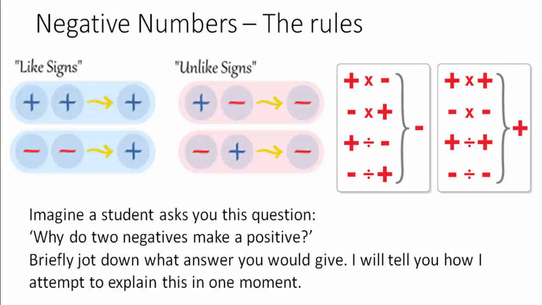Imagine you're in the class and the question's bound to come. Someone's going to ask you, but why do 2 negatives make a positive? Now, I'm thinking of the situation here when we're subtracting, so 5 minus negative 3. Why is it there that it becomes 8? Why do 2 negatives make a positive?